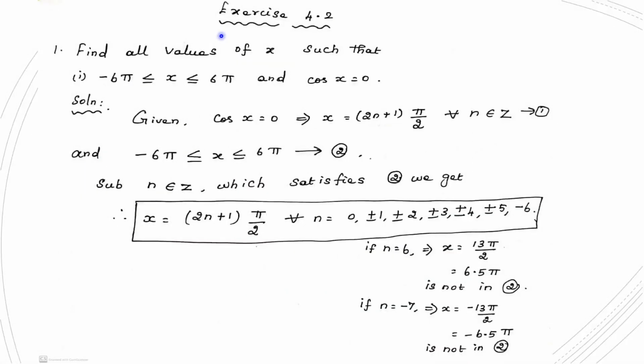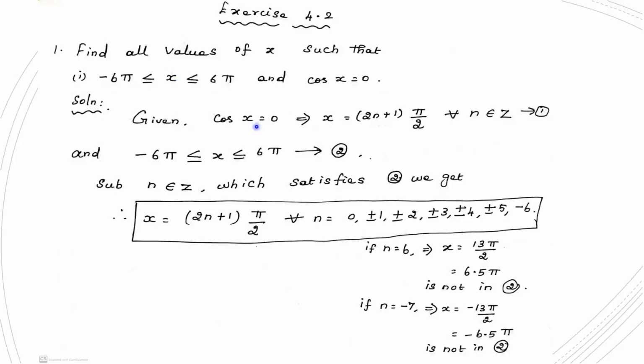Now we are going to see some exercise problem. Let us see exercise 4.2. First sum in that first Roman letter. Find all values of x such that minus 6 pi less than or equal to x less than or equal to 6 pi and cos x equal to 0. That is x value must be lies between minus 6 pi to 6 pi. Let us see the solution.